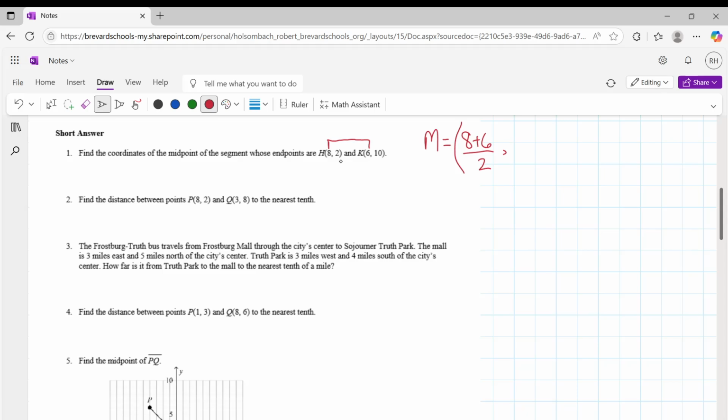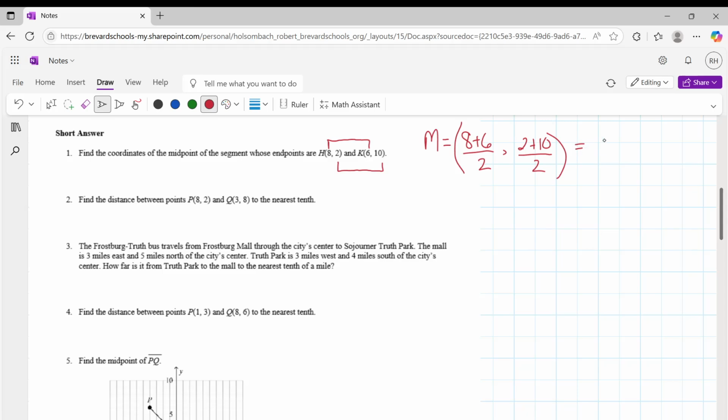And then we're going to add our y values together. Yesterday we talked about labeling them, x1, y1, x2, y2. You can still do that. All right, our y values are 2 and 10. So we've got 2 plus 10 divided by 2.